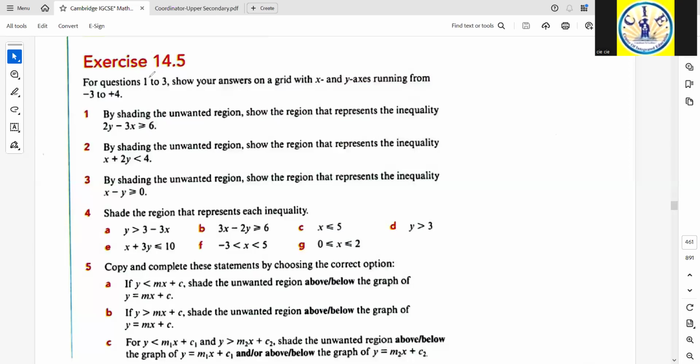Exercise 14.5. For questions 1 to 3, show your answers on a grid with x and y axes running from -3 till 4. Okay, so we would be given a grid like this, as it has been told that x and y axes both run from -3 till 4.